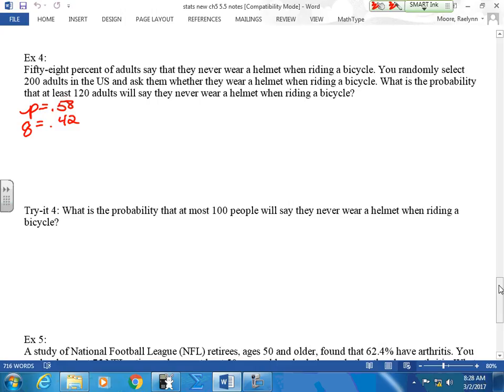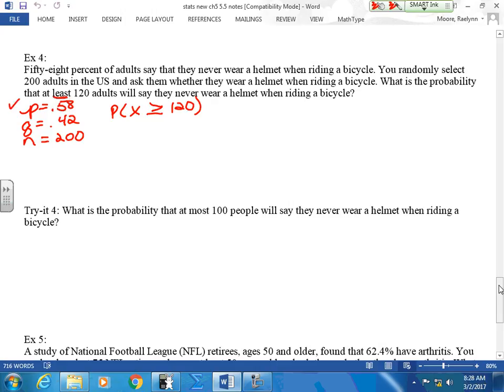Okay. You randomly select 200 adults. There's my N. And you ask them whether they wear a helmet. They either say yes or no. What is the probability that at least 120 adults will say yes, that they never wear a helmet? How do I write that statement? At least. Oh no, greater than or equal to 120. So first thing I'm going to do is test.